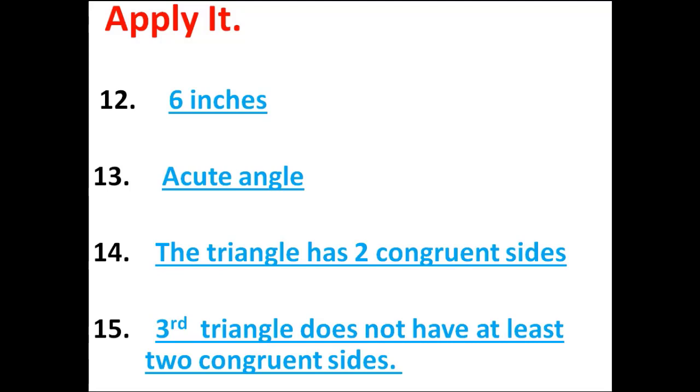Number 15, circle the triangle that does not belong with the other three. Explain. There are four triangles. We will circle the third triangle because this triangle does not have at least two congruent sides. All three sides are different. We will circle the third triangle.